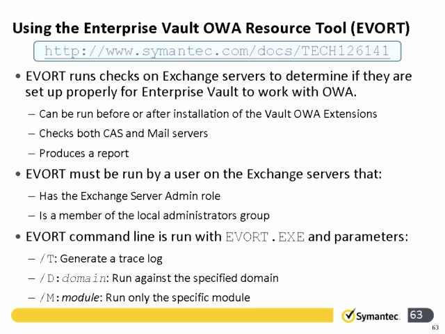You run this from the command line utility of evort.exe, and there are different types of switches that you can specify, such as /t to generate a trace log, /d to specify the domain name that you wish to use as the search functionality, and also the /m. You can run individual modules that are associated with this particular tool. And again, all the details of that are in that tech note to specify all the syntax, which individual modules you can run, and how to analyze the report once it has been produced.